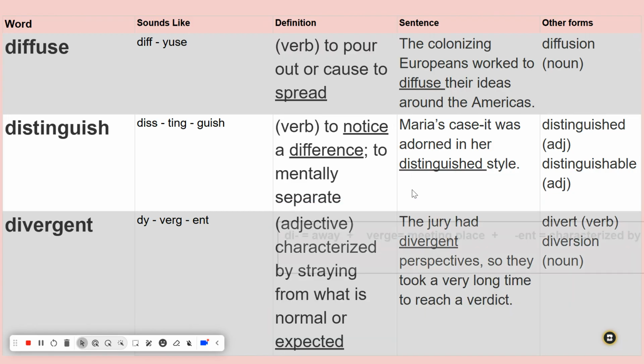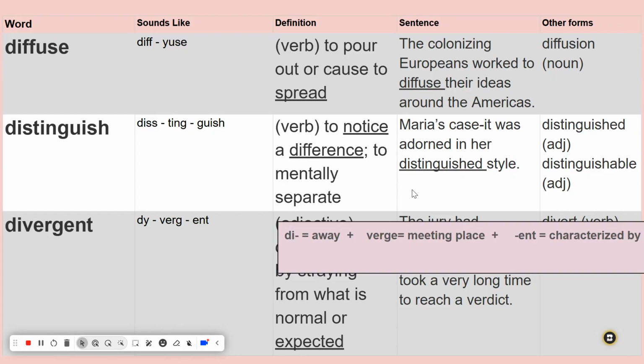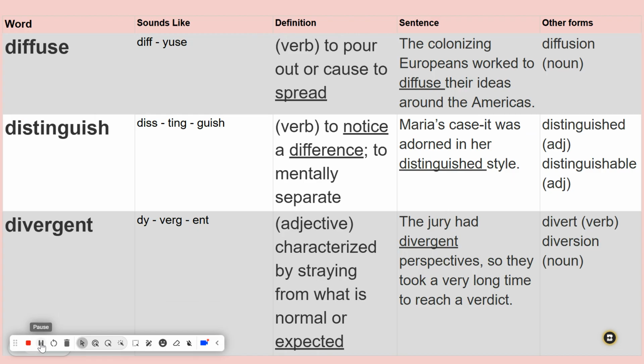So what is our definition? Characterized by, that's where our definition, that ent comes in. Characterized by straying from what is normal or expected. So when things are normal or expected, it's kind of where we meet. It's where we merge our ideas. If you're going against that, you are being divergent, or you're diverging.